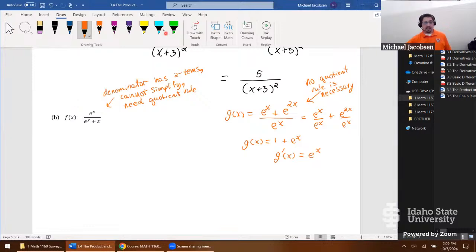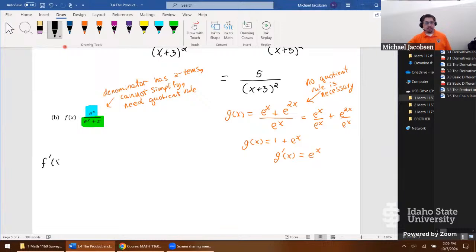Okay. Quotient rule definitely deserves some organization. So I usually think in terms of the top function, e to the x, divided by the bottom function, e to the x plus x. Then finally, the quotient rule is written out this way.